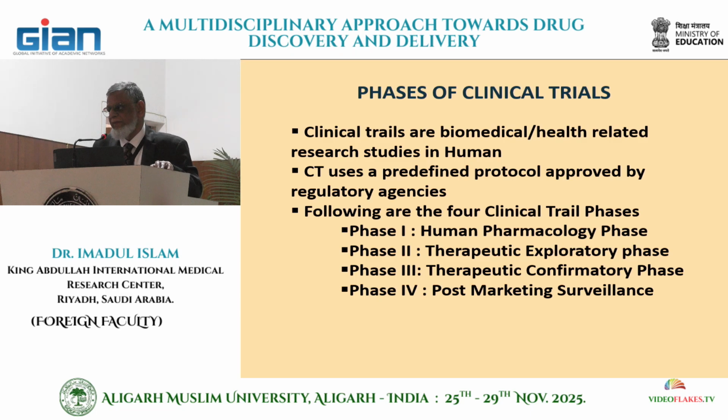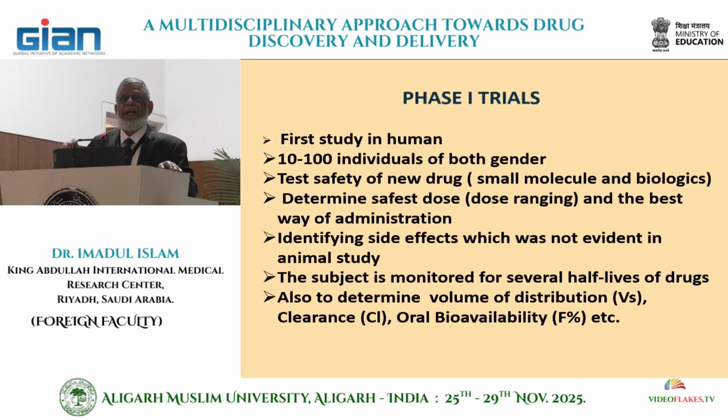Let's go one by one. So phase 1 trial, first time in human. If my compound goes first time in human, I'll be jumping on my feet, saying my compound went first time in human. So we call it a phase 1 clinical trial. In this case, we don't use a large number of subjects. They are all healthy subjects.